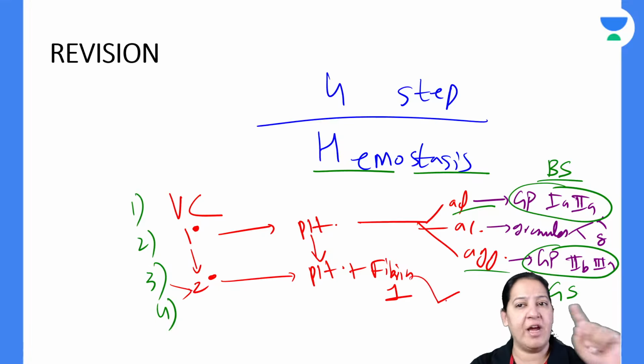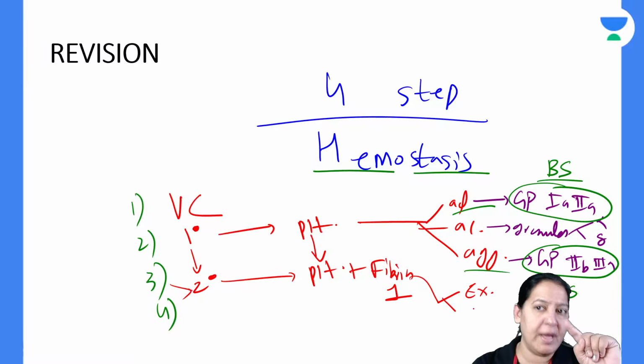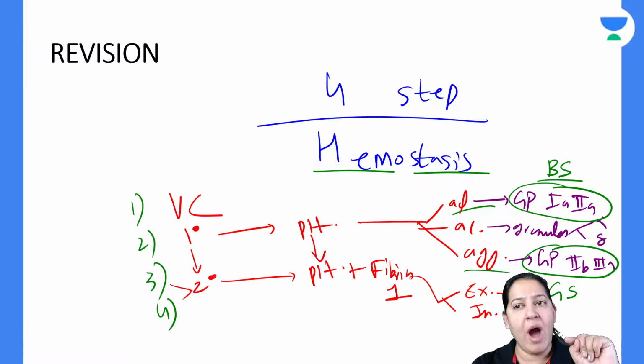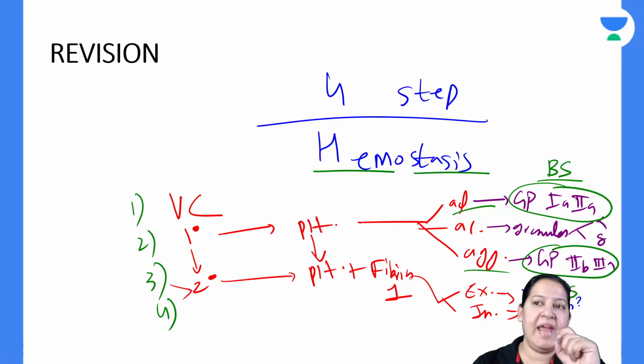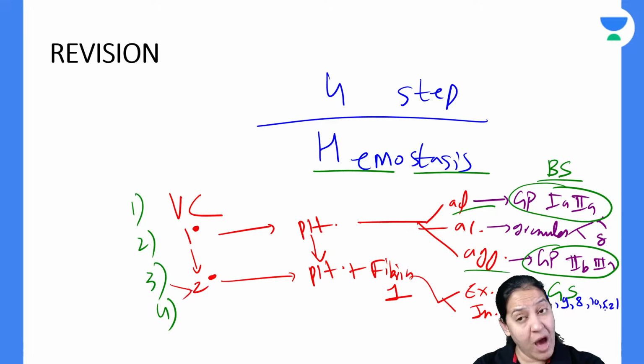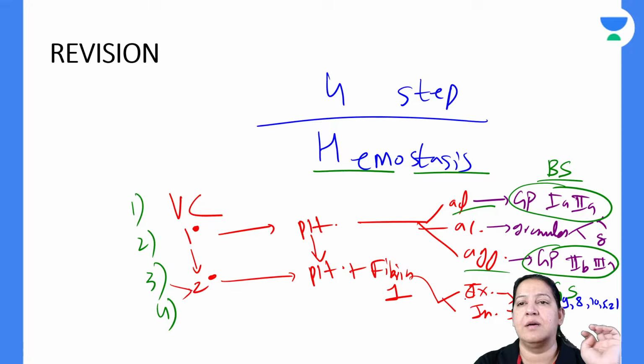You can do that via 2 mechanisms, either extrinsic pathway or intrinsic pathway. If you ask me the sequence in the intrinsic pathway, it is factor number 12, followed by 11, followed by 9, followed by 8, followed by 10, 5, 2, 1. If you ask the sequence in extrinsic pathway, the answer is 7, followed by the common, that is 10, 5, 2, 1.